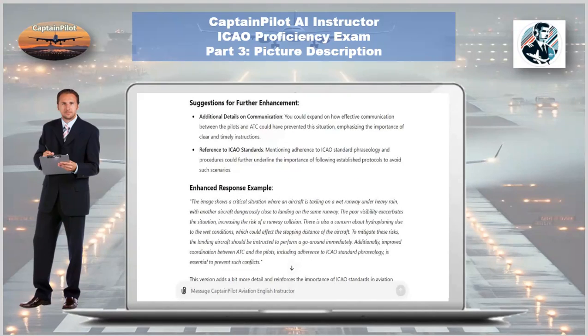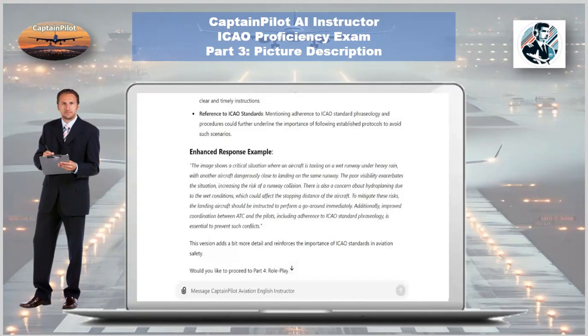Enhanced response example. The image shows a critical situation where an aircraft is taxiing on a wet runway under heavy rain, with another aircraft dangerously close to landing on the same runway. The poor visibility exacerbates the situation, increasing the risk of a runway collision. There is also a concern about hydroplaning due to the wet conditions, which could affect the stopping distance of the aircraft. To mitigate these risks, the landing aircraft should be instructed to perform a go-around immediately.